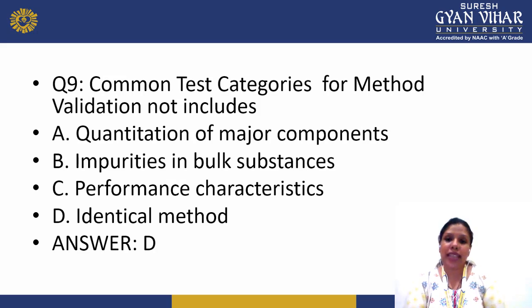Next is the common test categories for method validation not includes. First one is the quantitation of major components. Second is impurities in bulk substances. Third is the performance characteristics, and fourth is the identical method. So the answer is fourth, that is identical method. The common test categories for method validation do not include the identical method, because it includes all the above three: performance characteristics, impurities in the bulk substances and also the quantitation of major components. So answer D is correct.